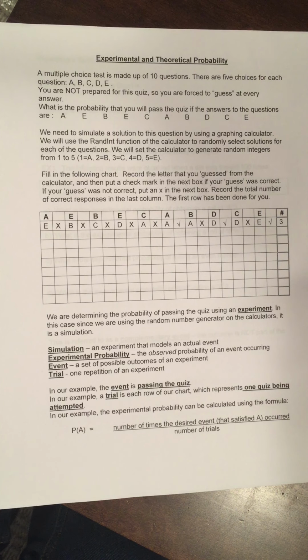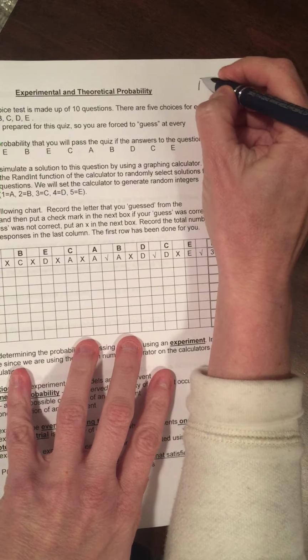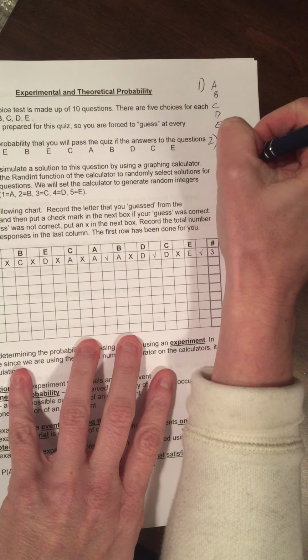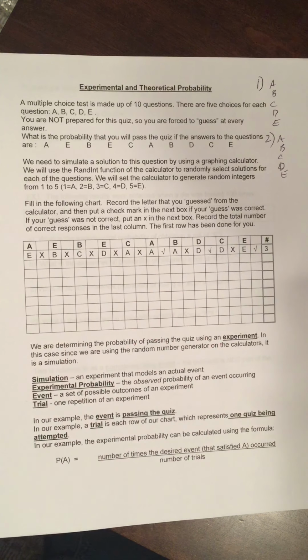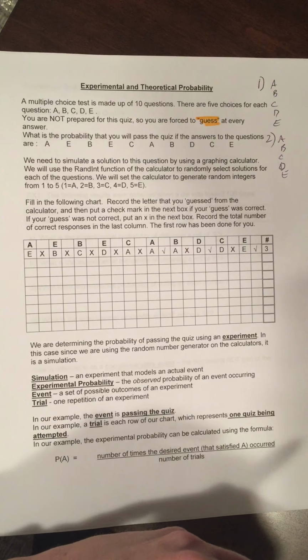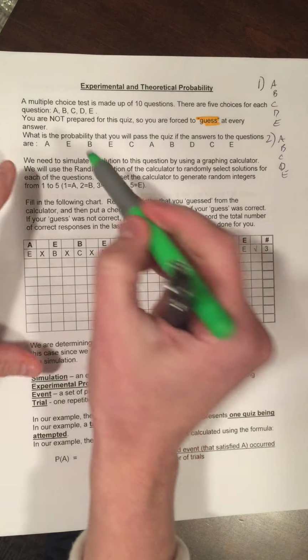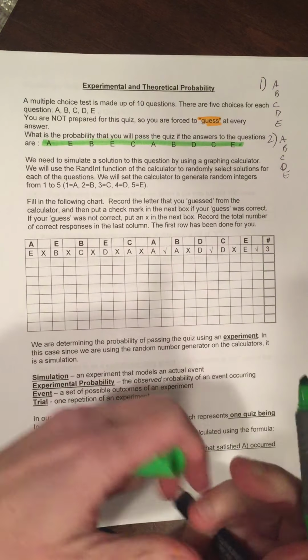A multiple choice test is made up of 10 questions, and there are 5 choices for each question, A, B, C, D, or E. So what you're envisioning is question 1, A, B, C, D, E. You choose that type of test, okay? You are absolutely not prepared for the quiz, so you're forced to guess at every answer. What is the probability that you're going to pass the quiz if these are the actual answers? Okay, those are the solutions right there.